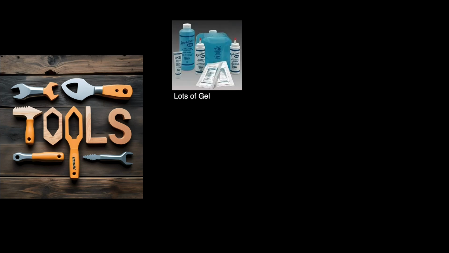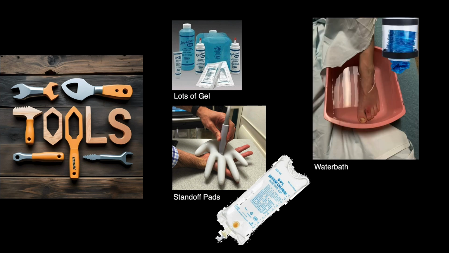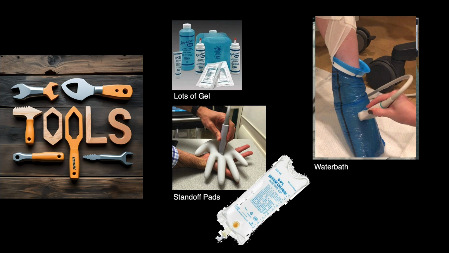To help you visualize what you need, there are a number of tools at your disposal. First is just lots of gel to try to maintain contact of the probe. If this is difficult, you can also use a water bath or a standoff pad. Here are a few examples of water baths and standoff pads. Here, these standoff pads are saline bags, a glove full of fluids. You can use a water bath in the traditional sense of a basin. You can also even use an emesis bag. And as you can see here, fill that emesis bag and then place the extremity within the bag.